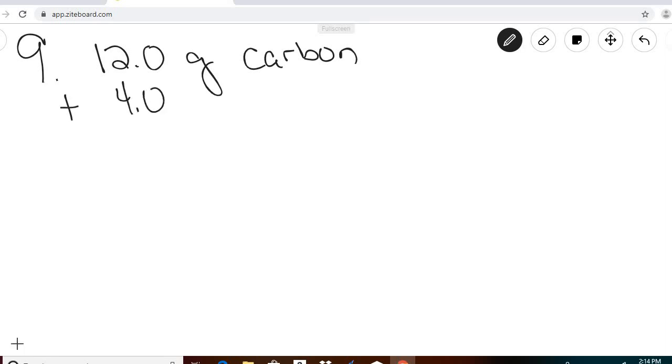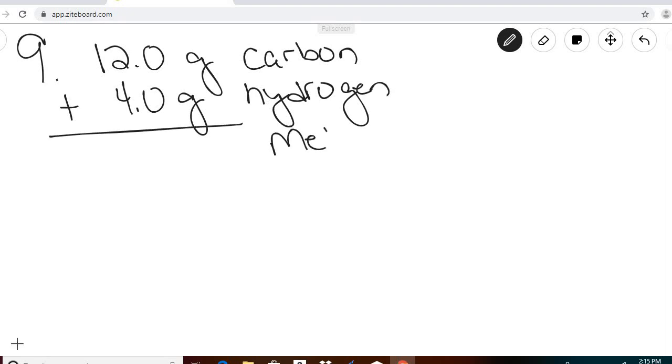Okay, number 9. Number 9 says we are going to react 12 grams of carbon plus 4 grams of hydrogen. And that will make methane, which is a gas, and it tells us there's nothing left over. So that means that our total methane, because of the law of conservation of mass, had to be 16 grams.